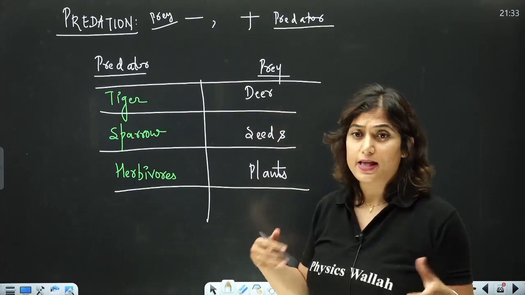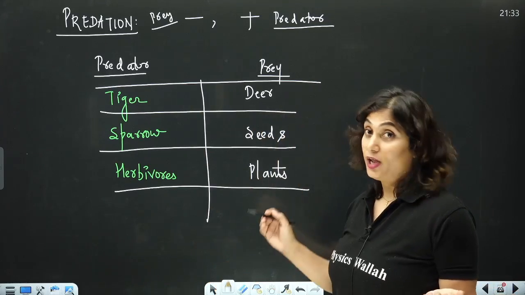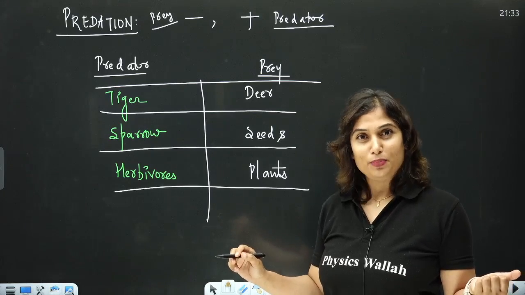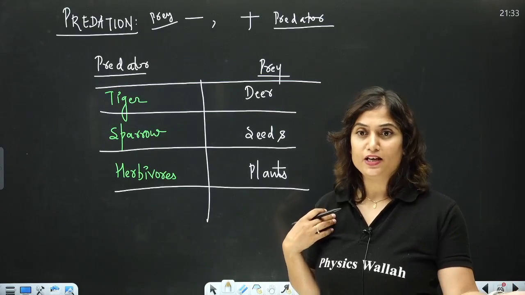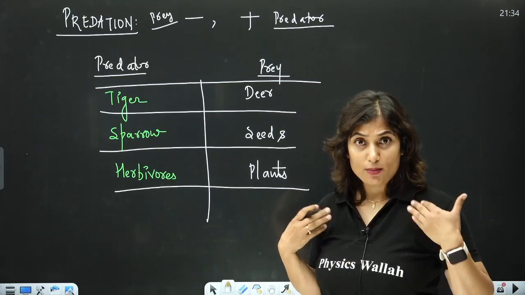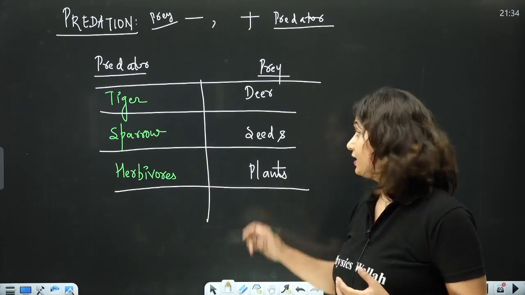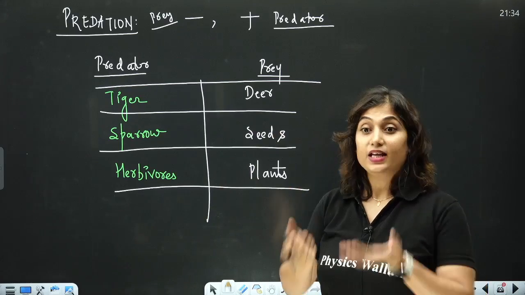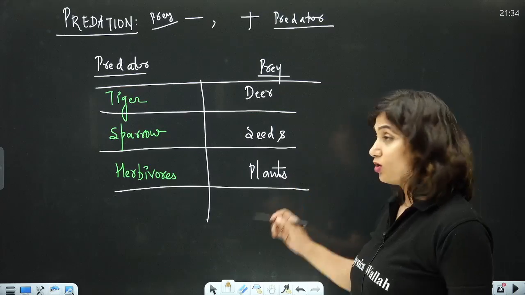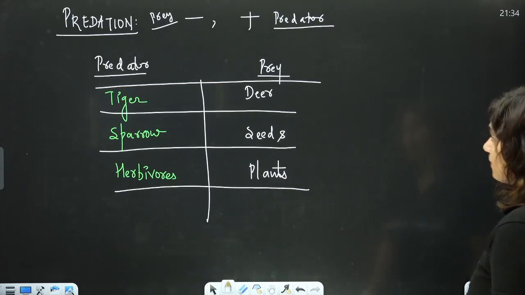So let's take some examples of prey and predator. Tiger is a predator and the prey is a deer. Herbivores are also predators. I am a predator because I eat plants. I kill them and eat them. Sparrow, which is a bird, is a predator because it feeds on seeds. All the herbivores are predators because they eat the plants. So these are some examples of predators and prey.